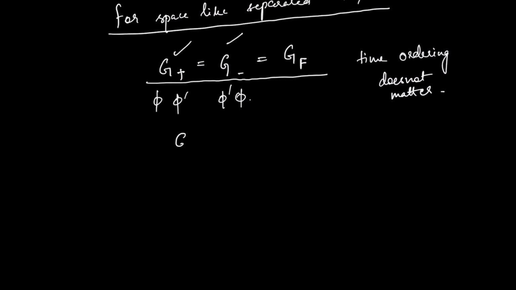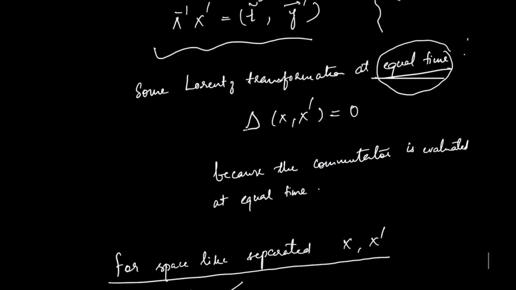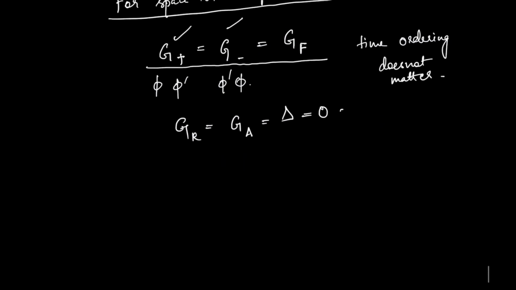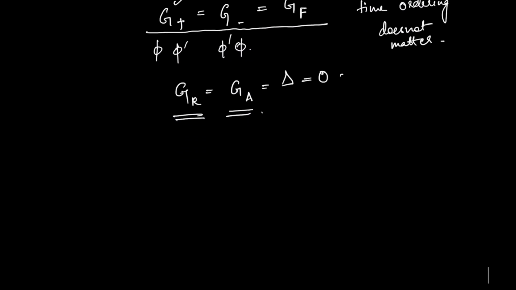Okay, this is for space like separated. And also G R is equal to G A is equal to the deviation, which is equal to 0, because we have already proved the deviation is 0. If the deviation is 0, then G R and G A must be 0 because they contain the deviation, right? So this is the second property.